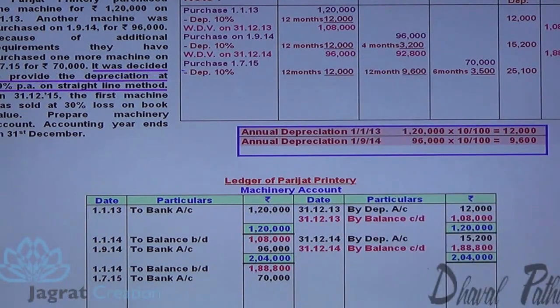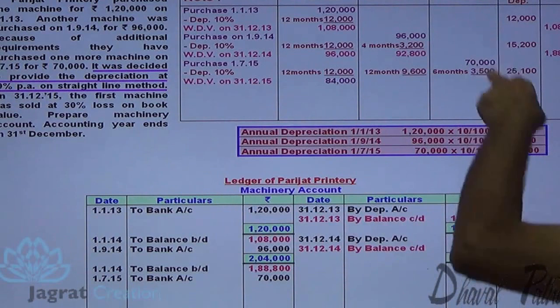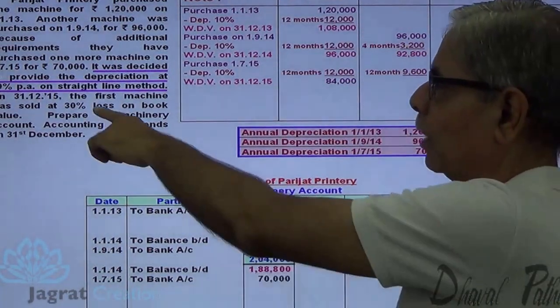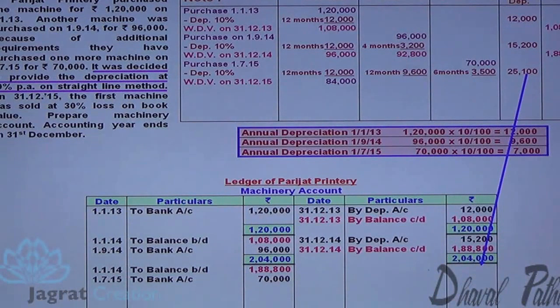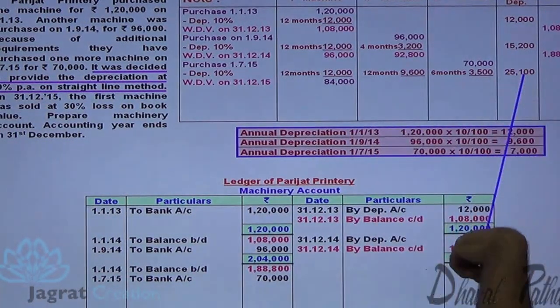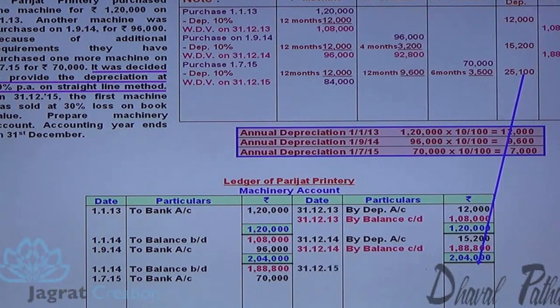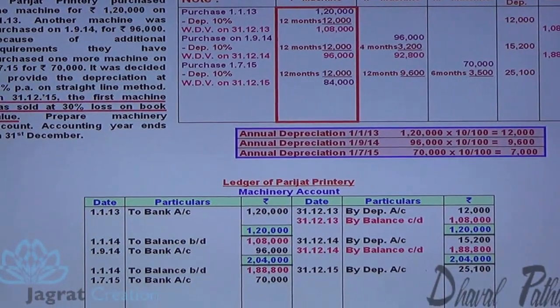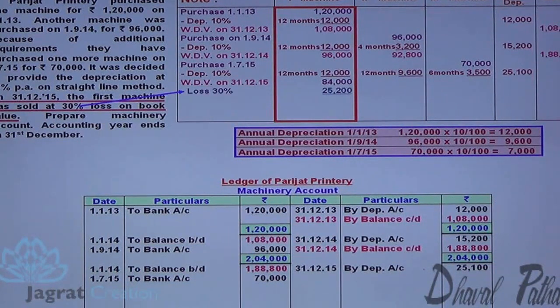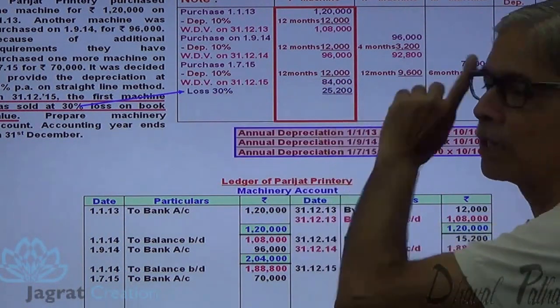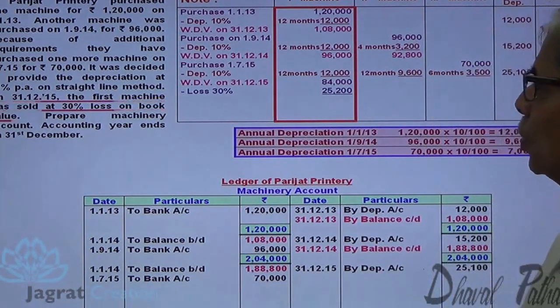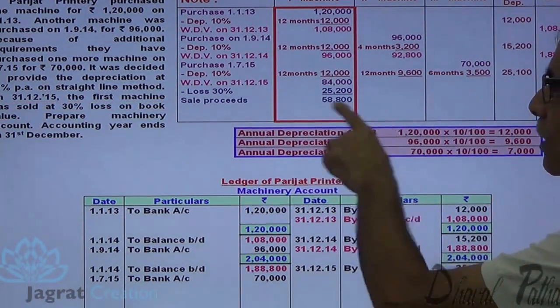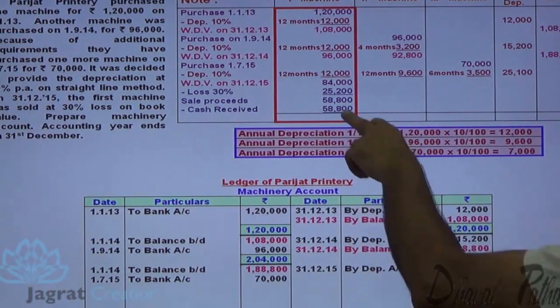Now 96 minus 12 is the book value. This is the annual depreciation on the third machine. This is the book value. How much loss has occurred? 30% loss has occurred. But before that, let me write out the depreciation. Depreciation account debit to machinery account credit 25,100. Now 30% loss, 84,000 into 30%, 25,200 is the loss on sale of machinery. So sales proceeds will be 58,800 and the cash is received to the extent of 58,800.